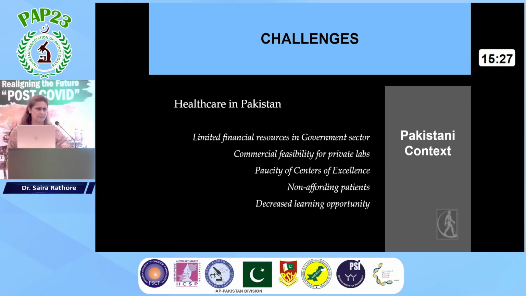There are a few labs here in Pakistan which are centers of excellence, and they not only have the resources but also the expertise to utilize them. But unfortunately, they are not within the reach of the huge burden of non-affording patients. And all this results in decreased learning opportunities.